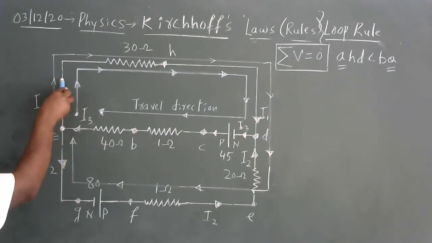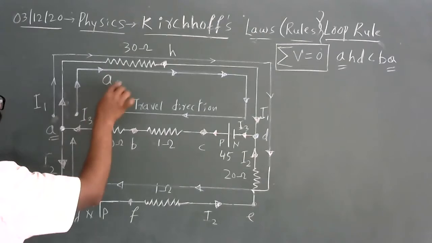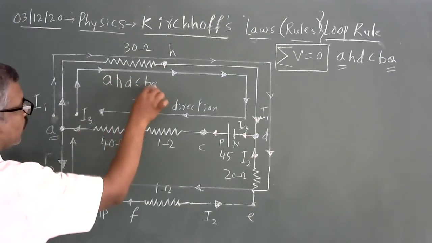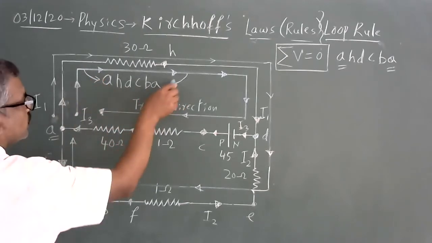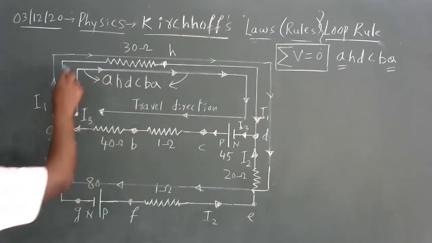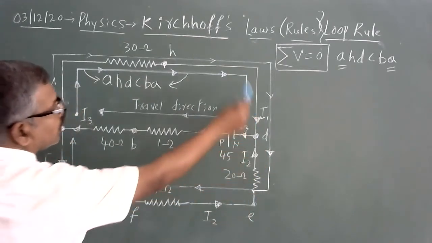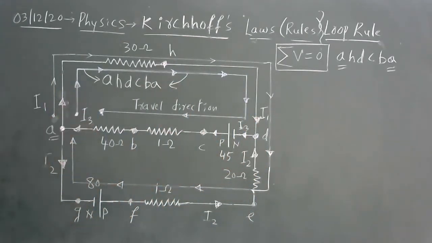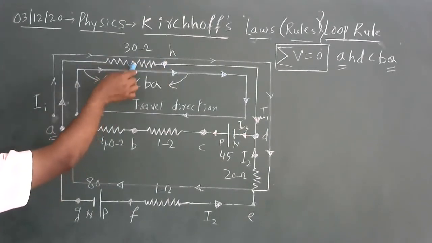Now look at this arrow mark and look at this path. This path is A, H, D, C, B, A. I'm talking about this loop. You start from A, you go to H, D, C, B, A. This is the loop I'm starting. Now look at this A to H. Only one resistor is present, 30 ohm.